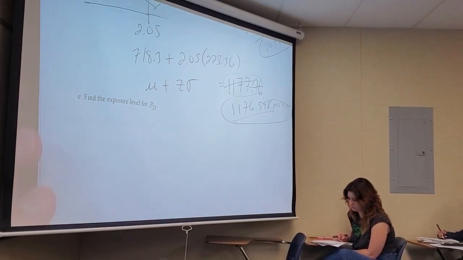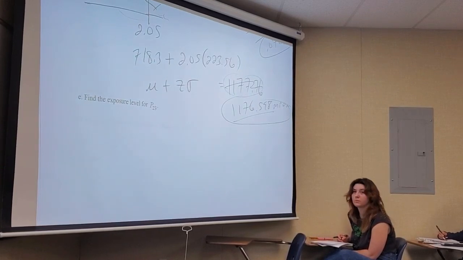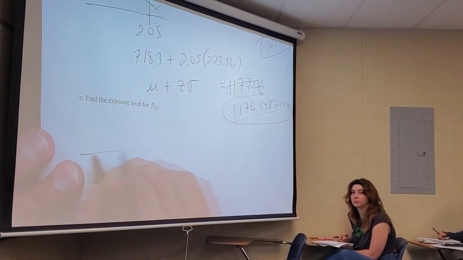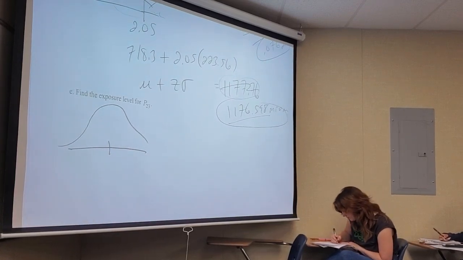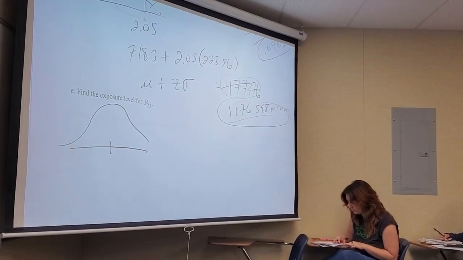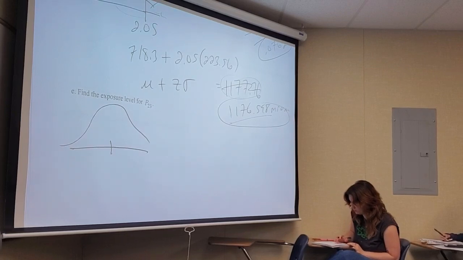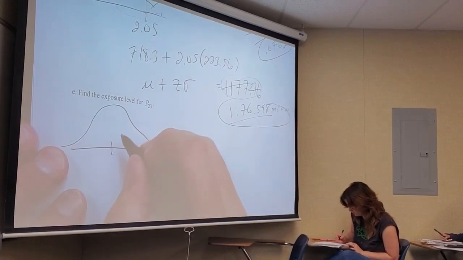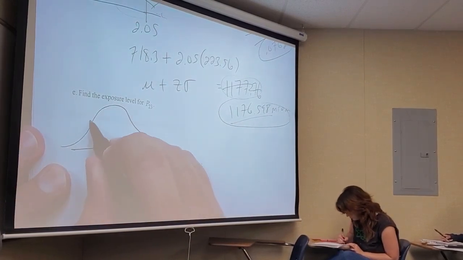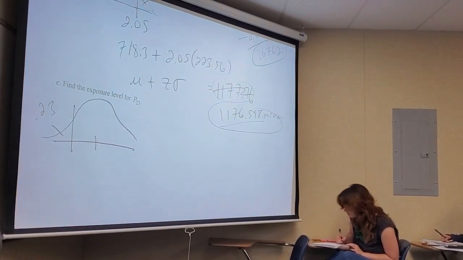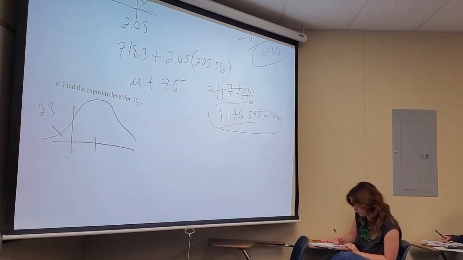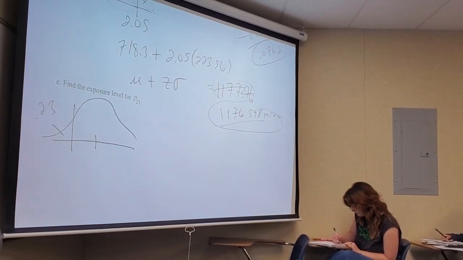So P23. What does that mean, P23? 23rd percentile. Where would that be? What percentile is the mean? 50th, because it's got 50% below it. So where would the 23rd percentile be? Left of that, down here. It's got 0.23 below it. So again, that's an area. I'm giving you an area. If I have a z-score, I can look up the area. If I have an area, I can look up the z-score.